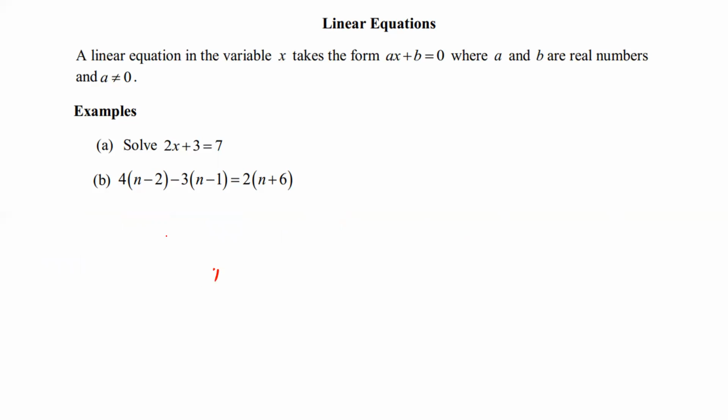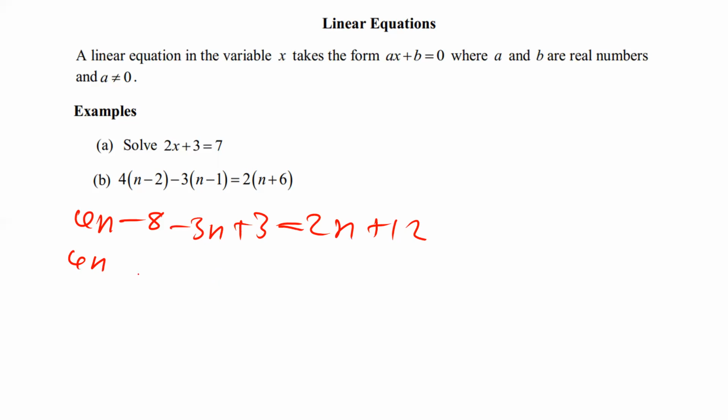Oh, sorry for that. Okay, we had, what is happening now? Okay, so we had 4n minus 8 minus 3n plus 3 is equal to 2n plus 12. So we put the like terms together. We have 4n minus 3n minus 2n. And the other side will have 12 plus 8 minus 3.